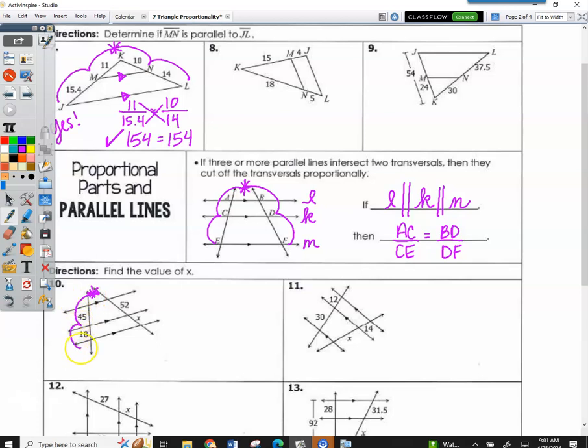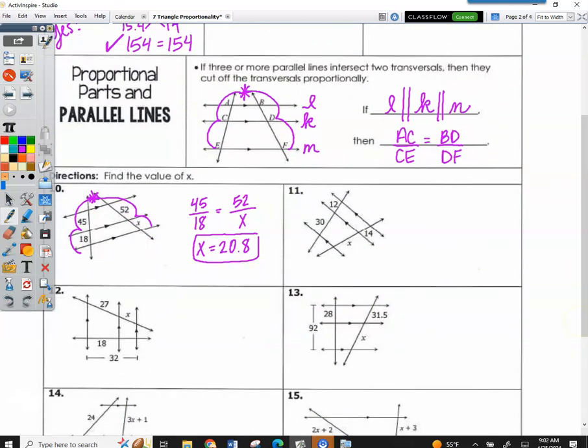So 45 over 18 equals, go back, 52 over x. You get a decimal here, you're just going to round to the nearest 10. Did you get 20.8? I'll make sure Leah doesn't fall.